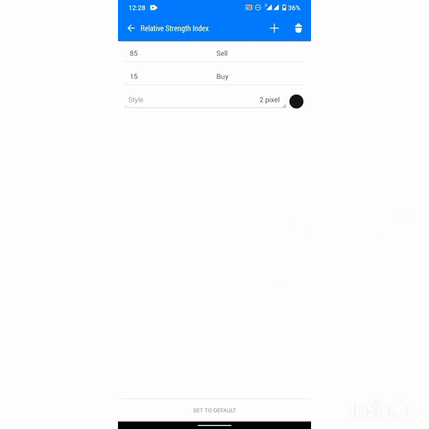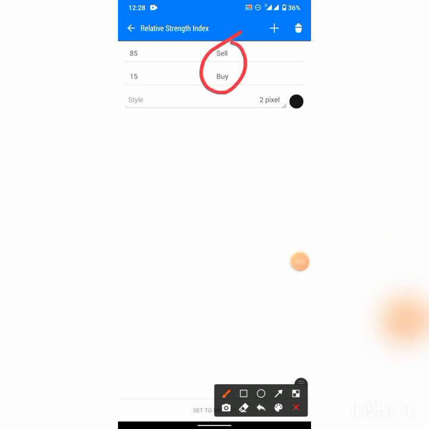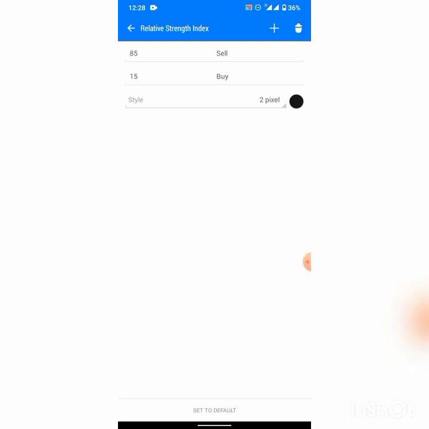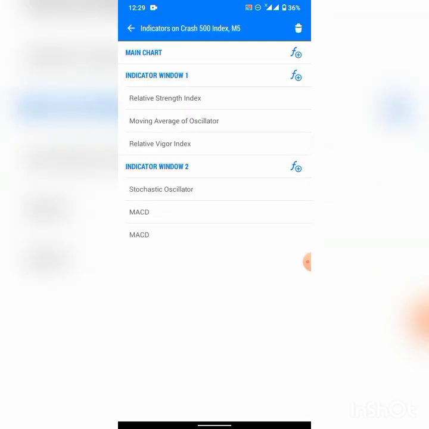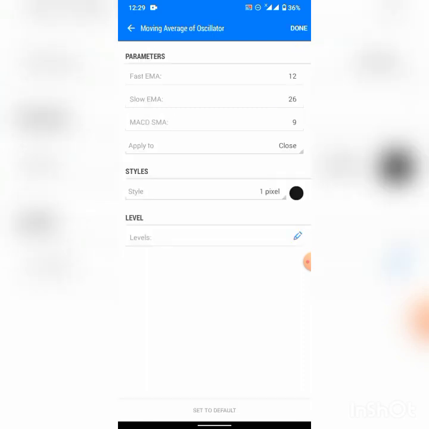You can set whatever you want to set, either buy or sell, but you can follow what I did: sell, buy. You click done. Then you add your moving average of oscillator, fast EMA 12, slow EMA 26, MACD simple moving average 9, apply to close, style 1 pixel black.